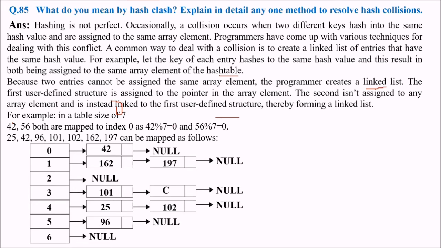For example, in a table size of say 7, 42 and 56 both will be mapped to index 0, 42 mod 7 and 56 mod 7. How are you going to place both? All these values can be mapped in this manner: you can have 42, and if you want to place 56 also, you can have 56, and then it can point to null. You just take the remainder modulo 7, and you can place it like this.